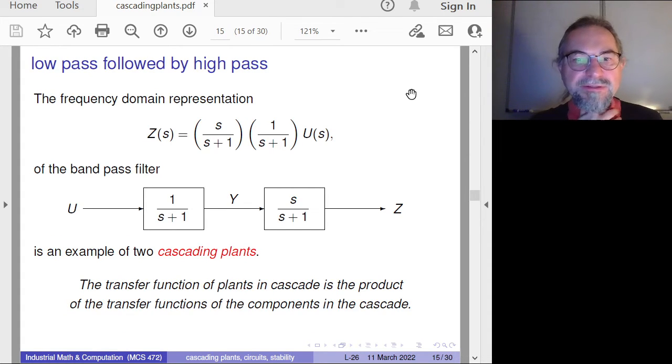So this is what I just said, repeated here because it's so important. The summary of this computational experiment is shown with the picture here. So we had the low pass filter followed by the high pass filter. That's an example of two cascading plants, and the transfer function of plants in a cascade is the product of the transfer functions of the components in the cascade. So that's the main point.